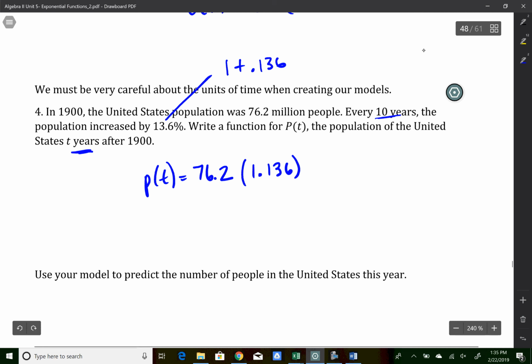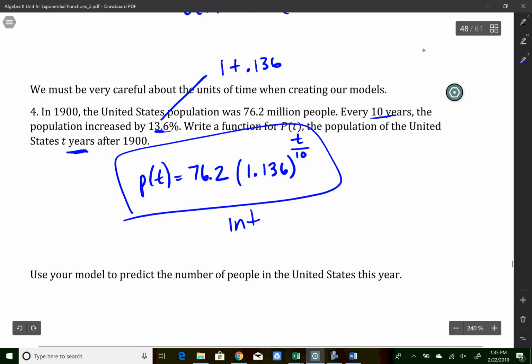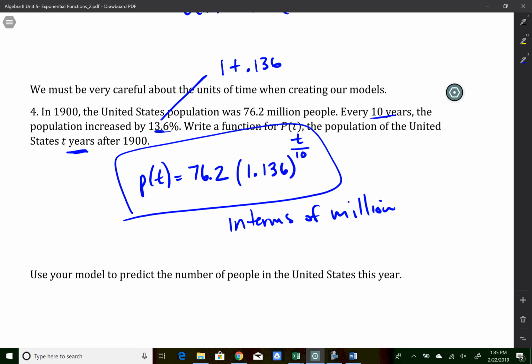Because it says every 10 years we're getting that percentage. So if I have this for 20 years, my exponent has to represent 2, because I'm going to have 2 compounds of this interest rate. So I'm going to say the number of years, t, divided by 10. We'll use this also eventually throughout this lesson when we start to look at half-lives. So there's your function. And remember, the function's in terms of millions. So if I plug in something there and I get an answer of 82.5, it's 82.5 million people.